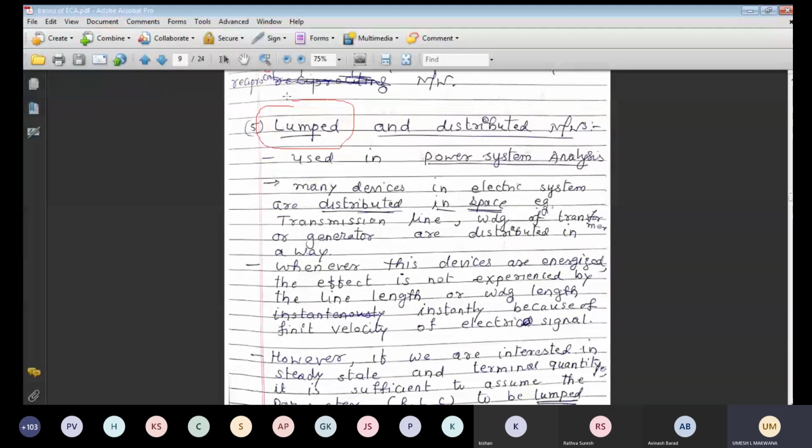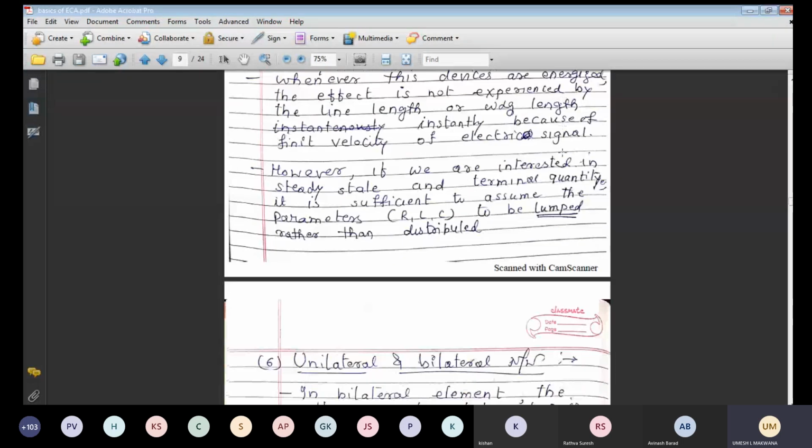Now the word lumped, and this is distributed. Lumped means at one place, and distributed means at different places, right? So how can we define lumped, and what is the importance of lumped parameters and distributed parameters, or lumped network and distributed network? That is given by this.